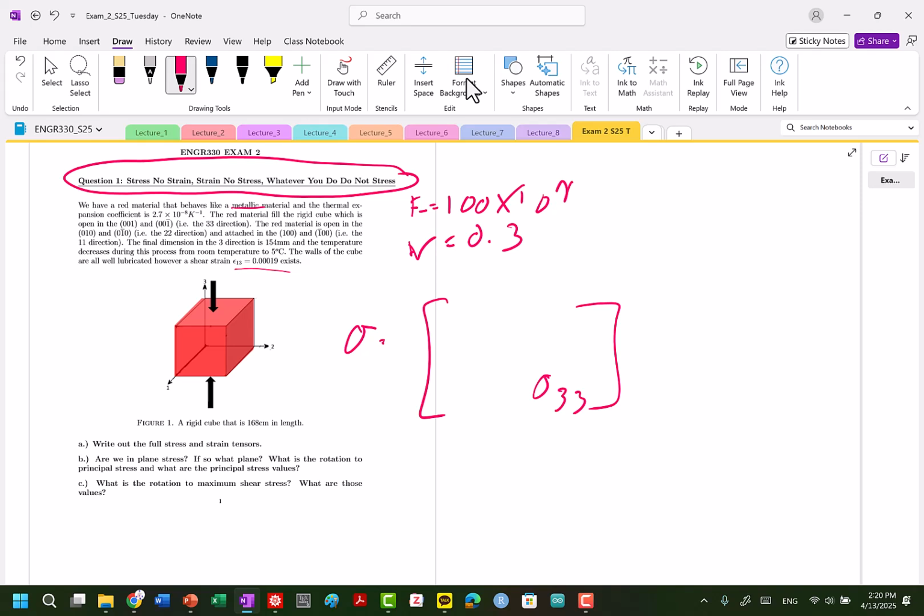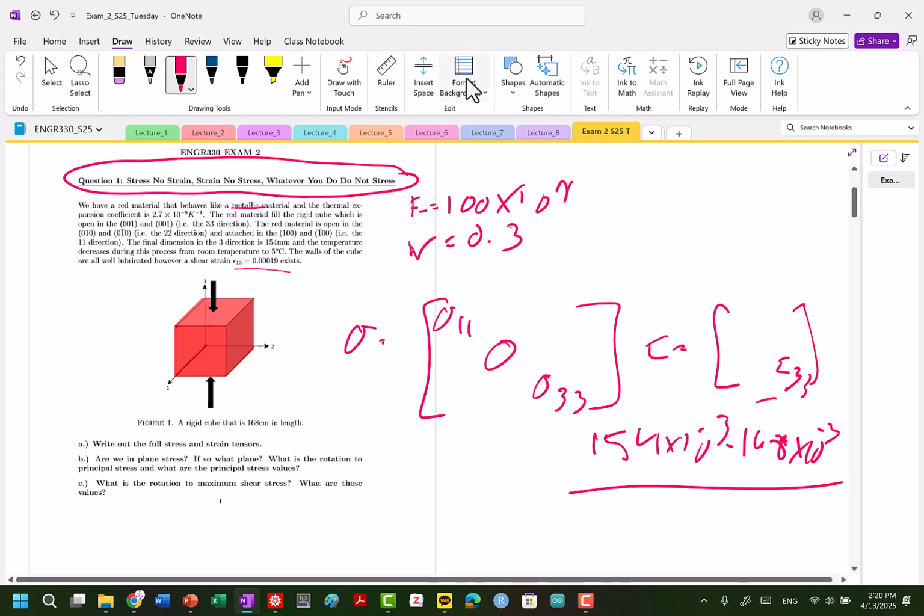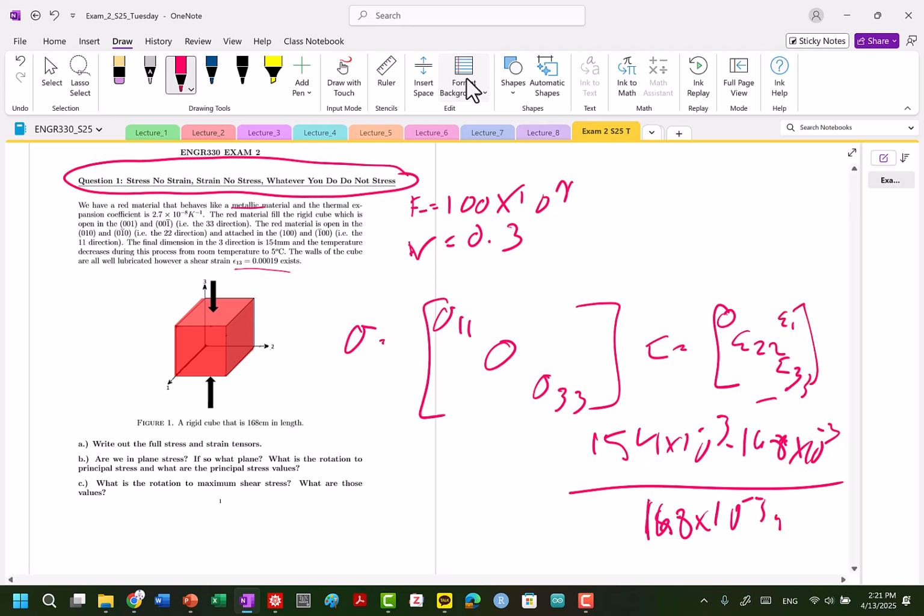It won't extend. It's attached to the walls in the 1,1, so there will be stress in the 1,1. It's free to basically move in and out in the 2,2, so there's no stress there. There will be a strain in the 3,3, and we actually know what that value is. The strain in the 3,3 will just be 154 times 10 to the minus 3 minus 168 times 10 to the minus 3. So that is our strain in the 3,3. There will be some strain in the 2,2, and there will not be any strain in the 1,1 because we know that it's 0. There is a strain in the 1,3, so there will be stress in the 1,3. And we know now that we're in a plane stress state.